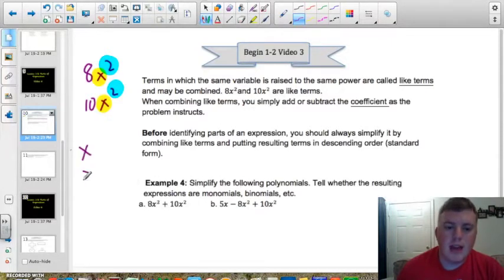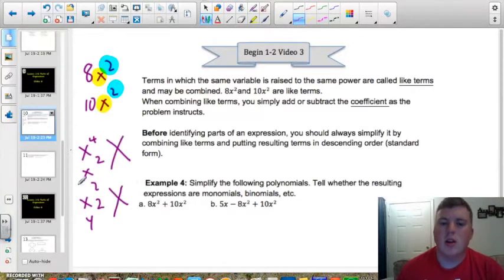If we have the same variable but different exponents, those are not going to be like terms. If we have different variables and the same exponent, again, those are not going to be like terms. It has to be both the same variable and the same exponent. So, when combining these like terms, we simply add or subtract the coefficient as the problem instructs. And remember, the coefficient is the number in front.